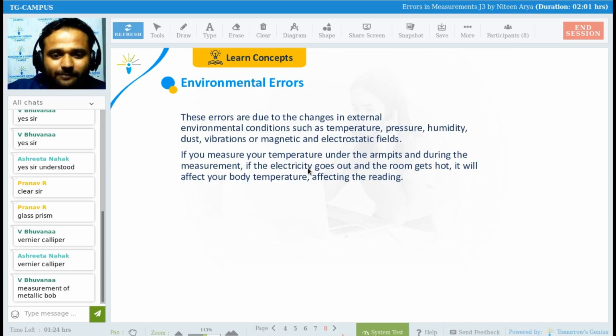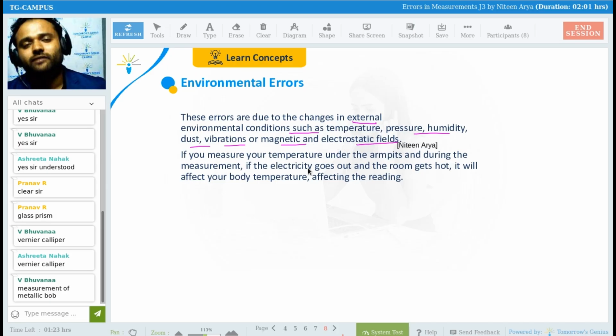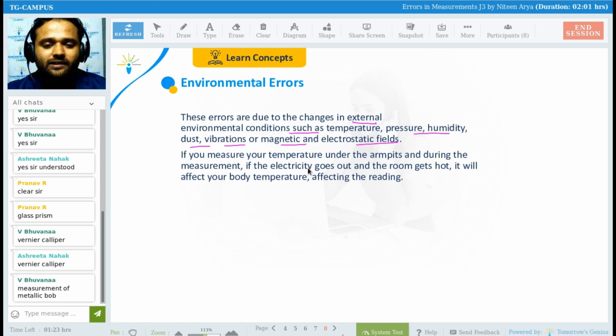So that is environmental error. These errors are due to changes in external environmental conditions such as temperature, pressure, humidity, dust, vibration, or magnetic and electrostatic fields. What is a magnetic field? What is an electrostatic field? You're going to find that in the next class. But everything else you know. If temperature is changed, pressure is changed, humidity, dust, like I already discussed, a storm, heavy rainfall, snowfall, a hot day, so the temperature is going to increase. So many factors.